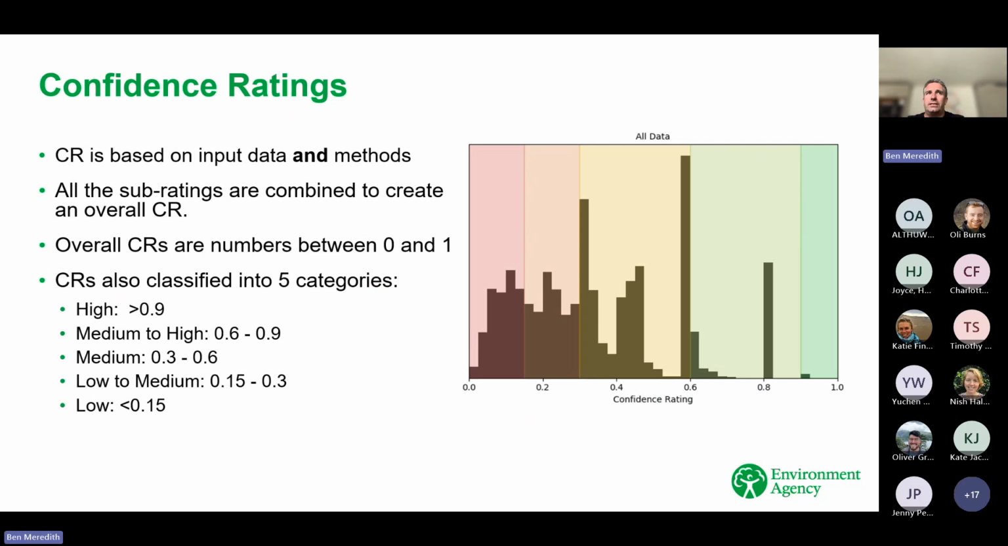So these sub-ratings are then combined to provide an overall confidence rating for each erosion projection on a scale of 0 to 1. These are then split into categories and assigned confidence labels ranging from low to high. This is an example of one of the distributions from a long-term 2105 scenario.